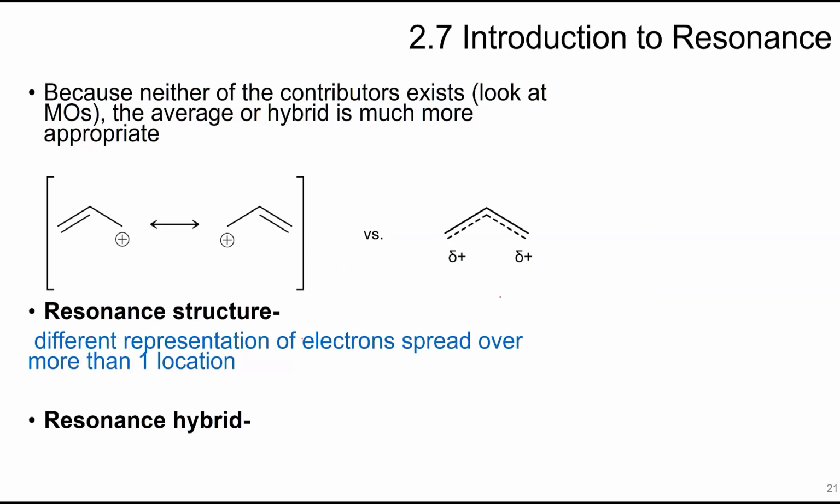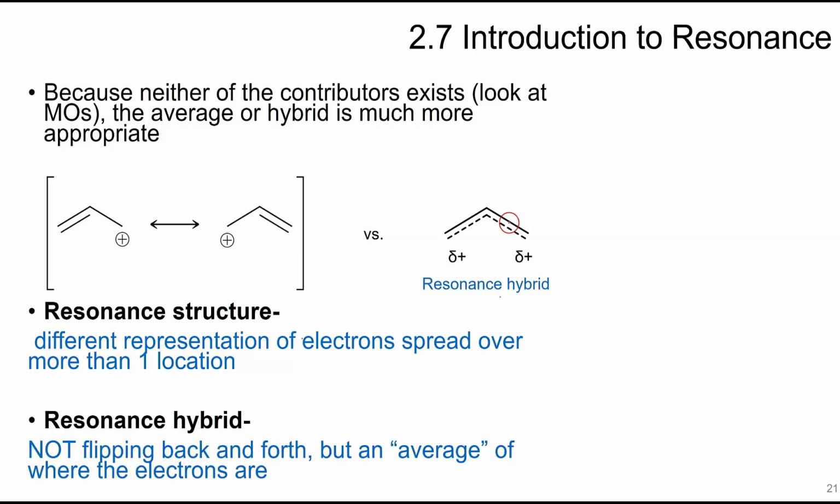A resonance structure is a different representation of electrons that are spread over more than one location. So this electron pi bond here, those electrons can be spread across 3 different carbon atoms. So that's more than one location. And a resonance hybrid, which is also shown here with these dotted lines where these electrons are constantly moving back and forth, is not flipping back and forth like this, but it's an average of where the electrons are.